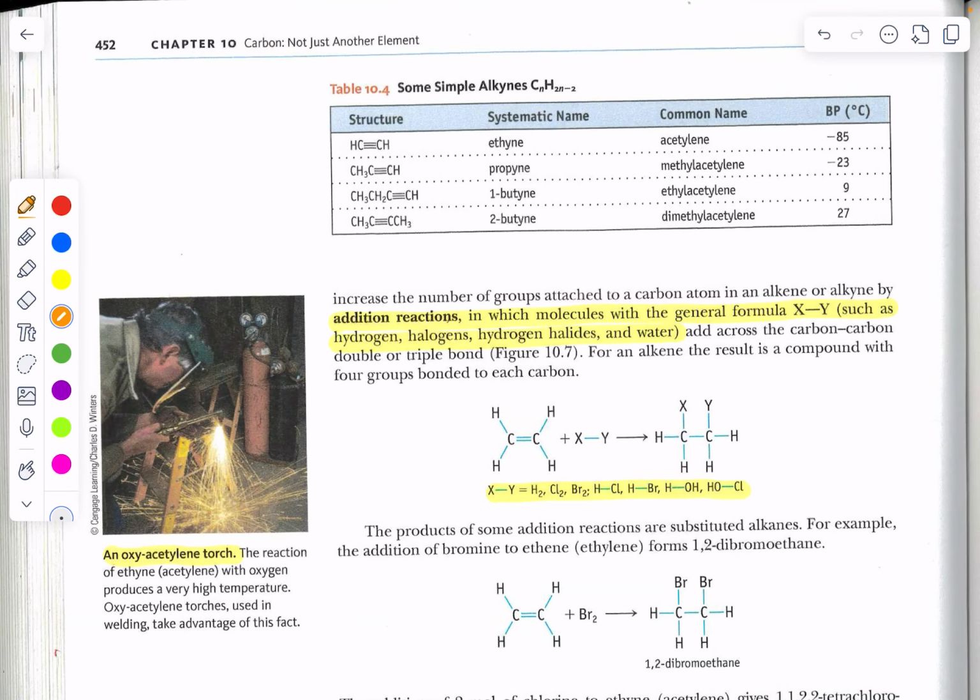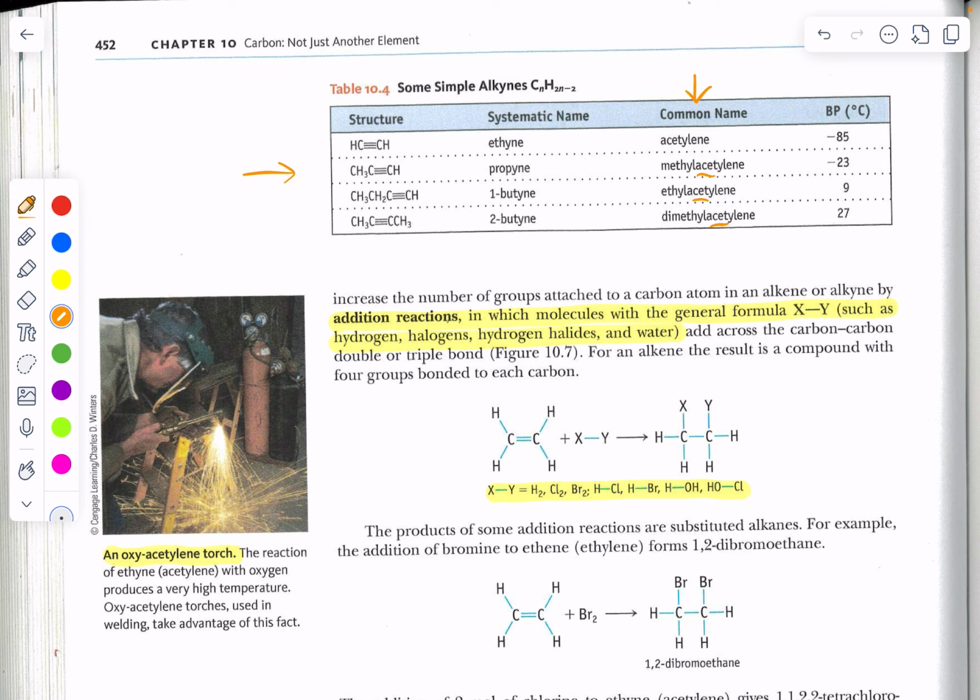Moving right along, here's the chart that I mentioned a minute ago. And we have our ethyne, but notice the common name. Notice that when we talk about two carbons, we often use acetylene instead of the more correct IUPAC name. Instead of ethyne, we use acetylene.